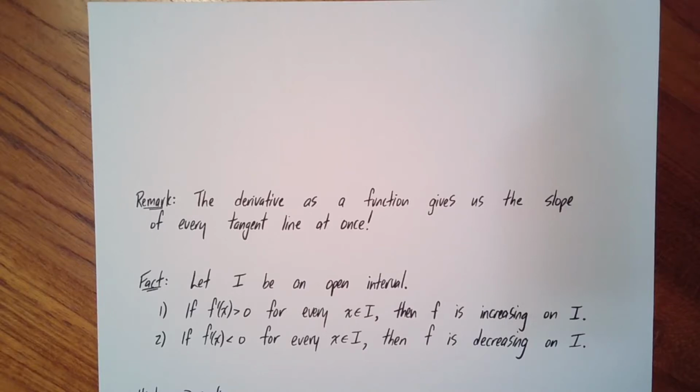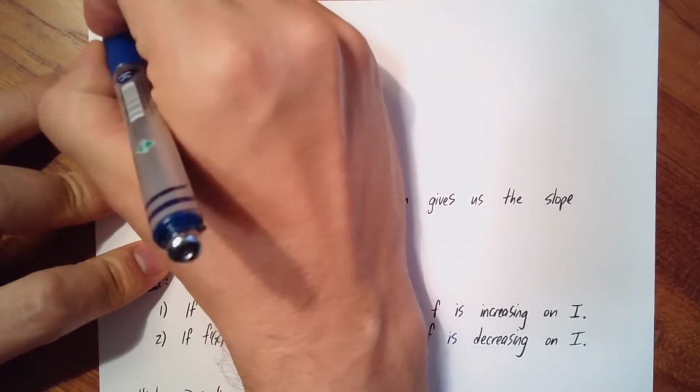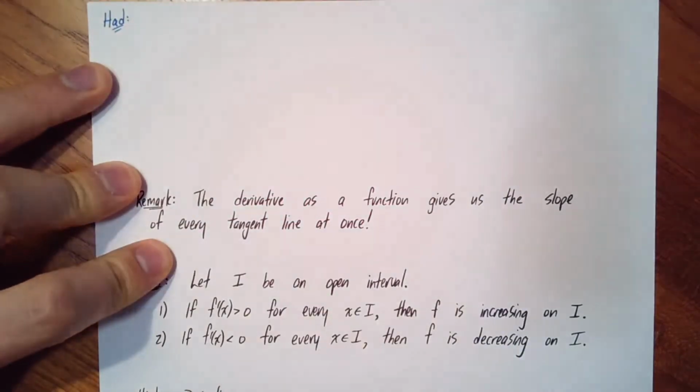So I mentioned at the end of the last example that if you take the derivative as a function, it's no longer equal to the slope, but it's something that gives you slope. Okay, and we're going to clarify what that means now. So in the previous example, let's just summarize what we had.